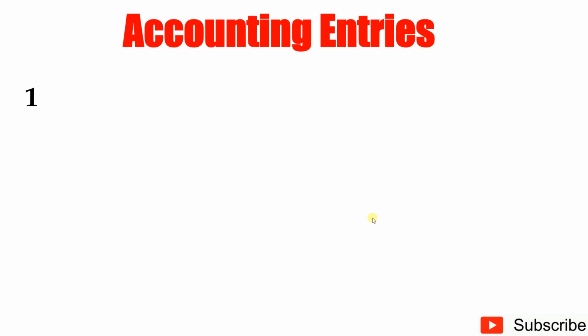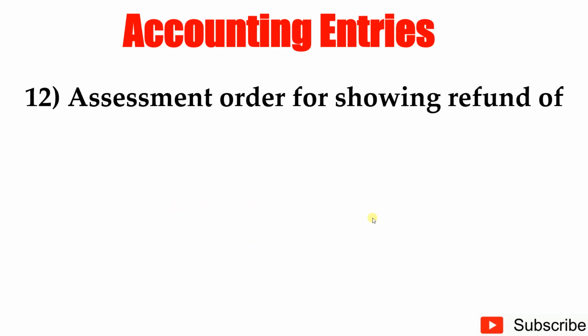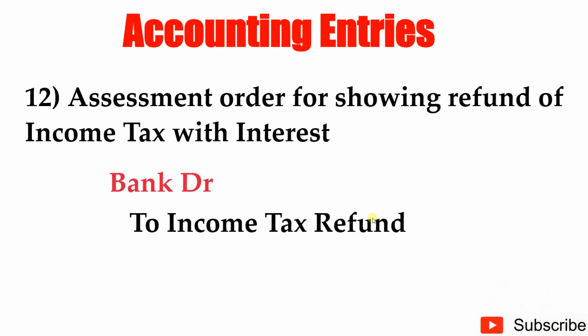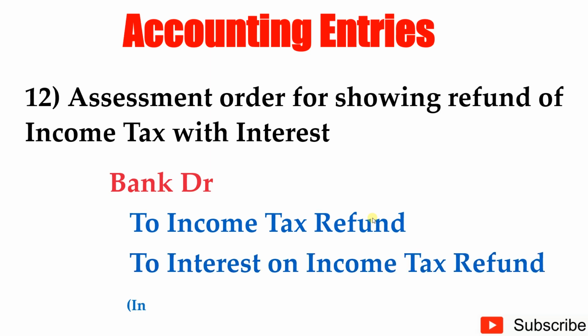So in the next case, we got an assessment order showing the refund of income tax with interest. Then what will we do? We have to debit our concerned bank account. We are receiving the payments. Credit will be given to income tax refund, and one more credit we should pass towards the interest received. So the next credit will be interest on income tax refund. This interest on income tax refund will be under indirect income and comes to the credit side of the P&L account.